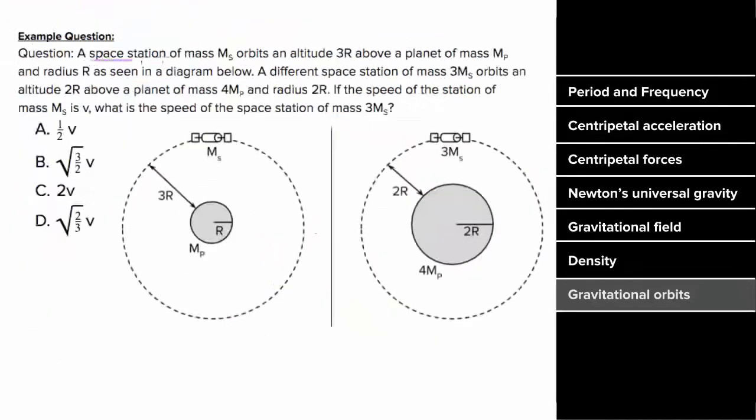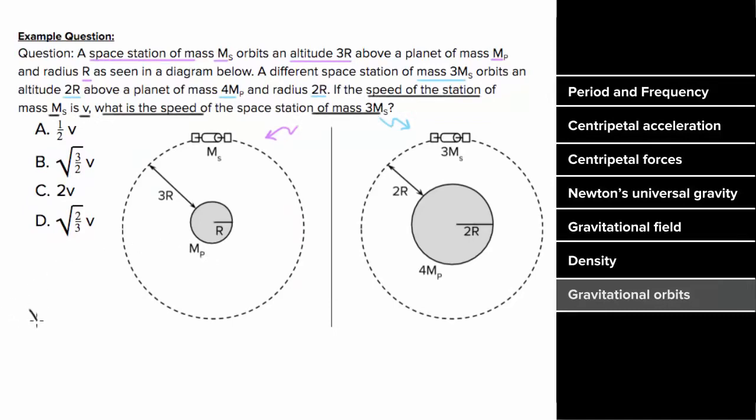Well, imagine a space station of mass ms is orbiting at an altitude of 3r above a planet of mass mp and radius r as seen in this diagram. And then imagine a different space station of mass 3ms is orbiting at an altitude of 2r above a planet of mass 4mp and a radius of 2r, as seen in this diagram. And we want to know, if the speed of the space station of mass ms is v, then in terms of v, what's the speed of the space station of mass 3ms?